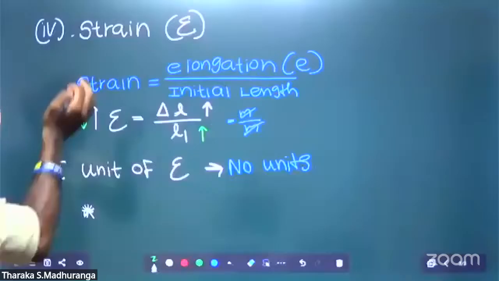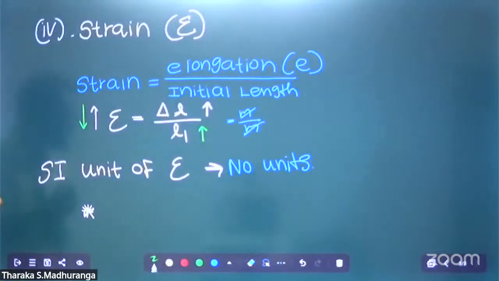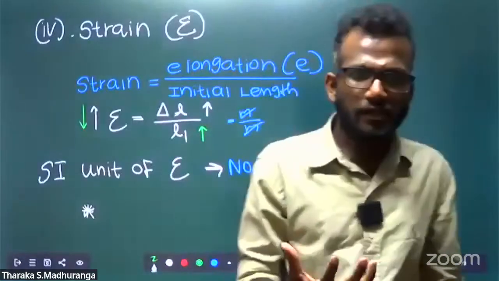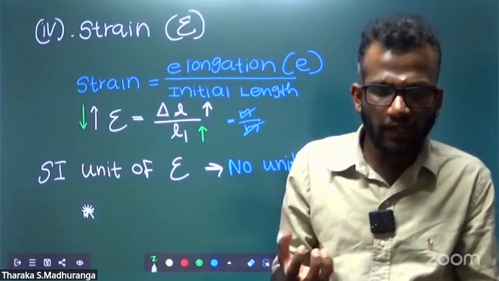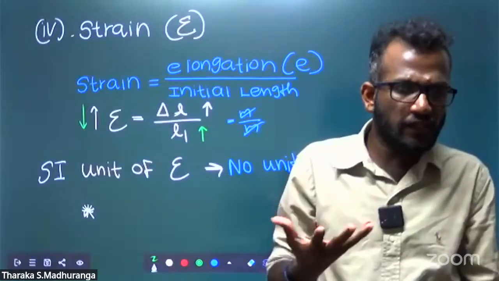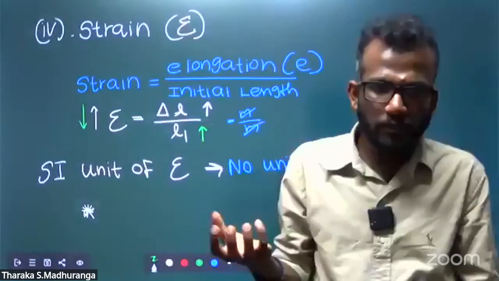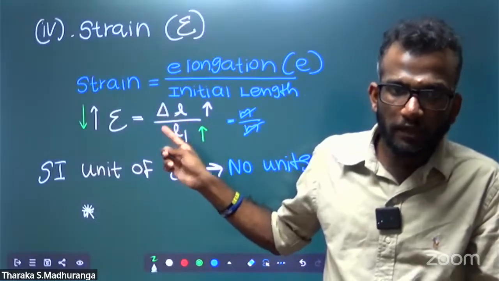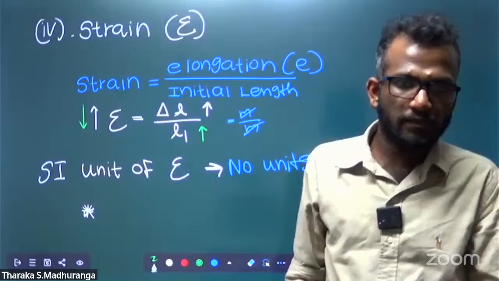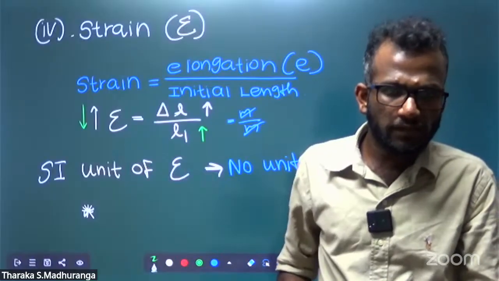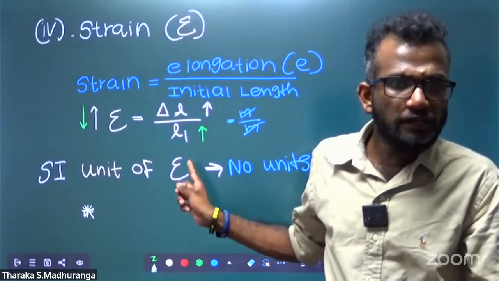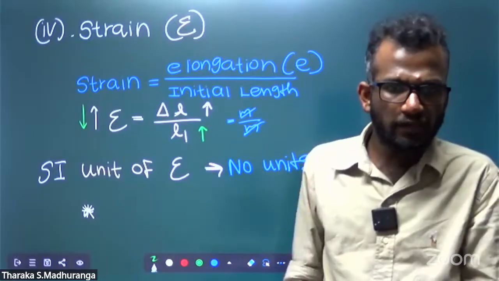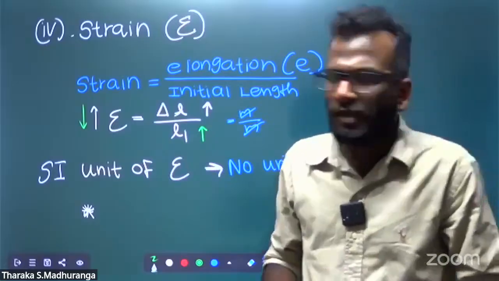Now, the strain is simply like a retaining capacity, like a breakdown possibility. When the elongation increases, the strain value is increasing. When the initial length increases, the strain value is decreasing. That we can discuss more in the next part.